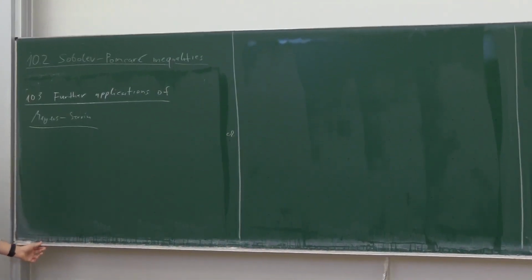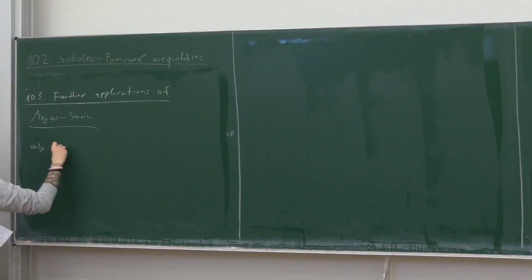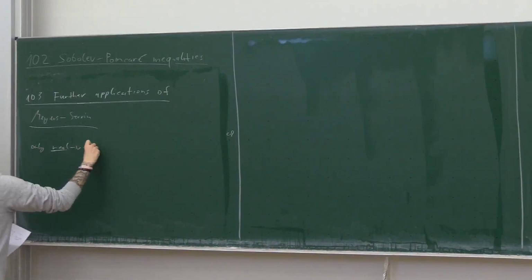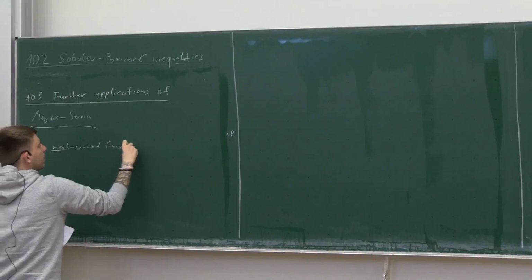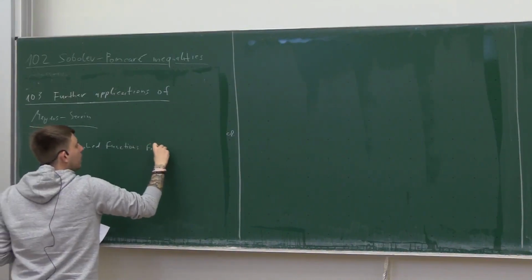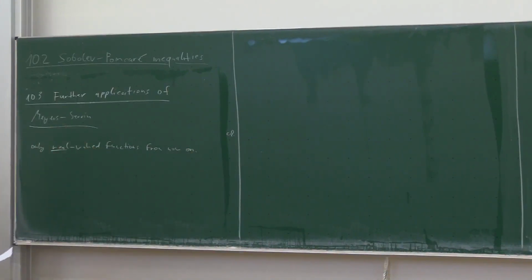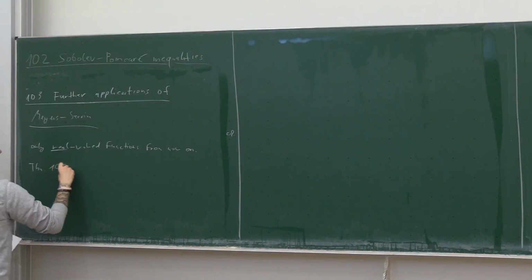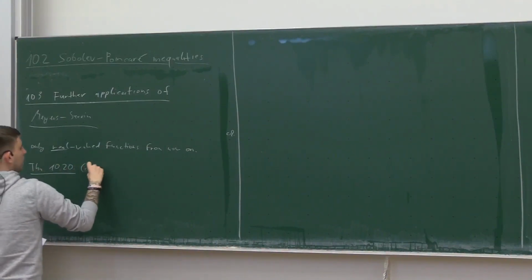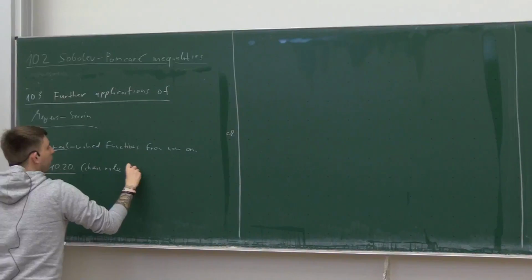Usually in the H1 space you work with complex functions, of course. We will focus a bit on the case of real-valued Sobolev spaces, so only real-valued functions from now on. And then we want to show the following chain rule for H1. Theorem 10.20, chain rule for H1.